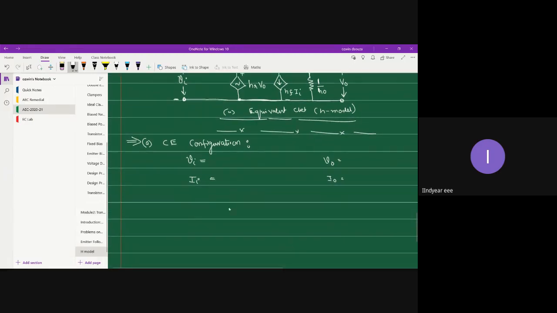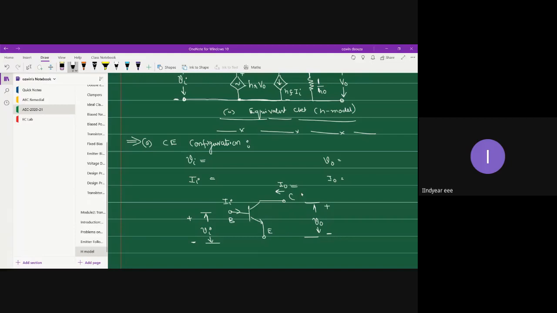Now, how do you identify the input currents and the voltages? I have already drawn this symbol in the beginning also. This is base and this is collector. So this is your input current, and this is your output current. This is your input voltage and this is your output voltage. Correct. This is your common emitter configuration.